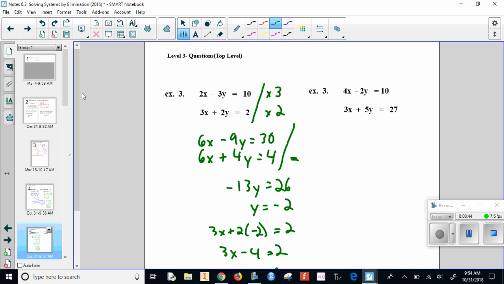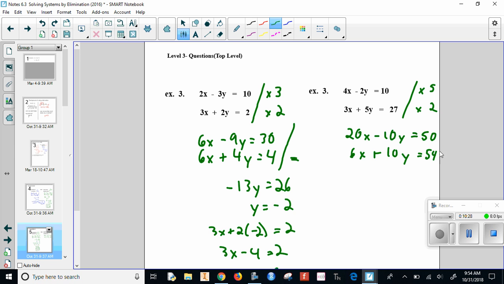One more problem. So now it depends on what we want to eliminate to determine what we want to multiply by. If we want to eliminate by y, I'd multiply by 5 and by 2. If we want to eliminate x, I multiply by 3 and by 4 just to get a common number. Let's do y this time. So let's multiply the top by 5, and let's multiply this bottom by 2. So if the top is by 5, 20x minus 10y equals 50. And this would be 6x plus 10y equals 54.